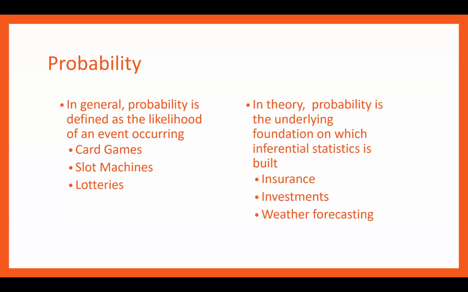In theory, behind the scenes, when we don't necessarily think about it or see it, probability is the underlying foundation on which inferential statistics is built. We use what we've learned about the sample so that we can then apply it to the population. We take what we learn about the small group and infer through inferential statistics back to the population.